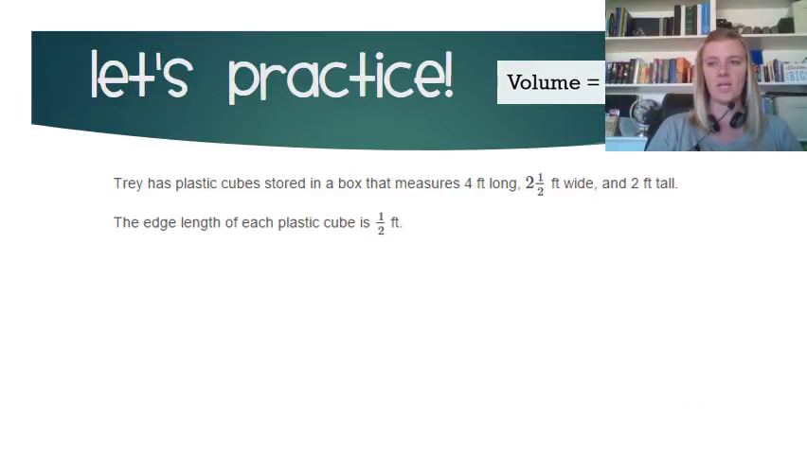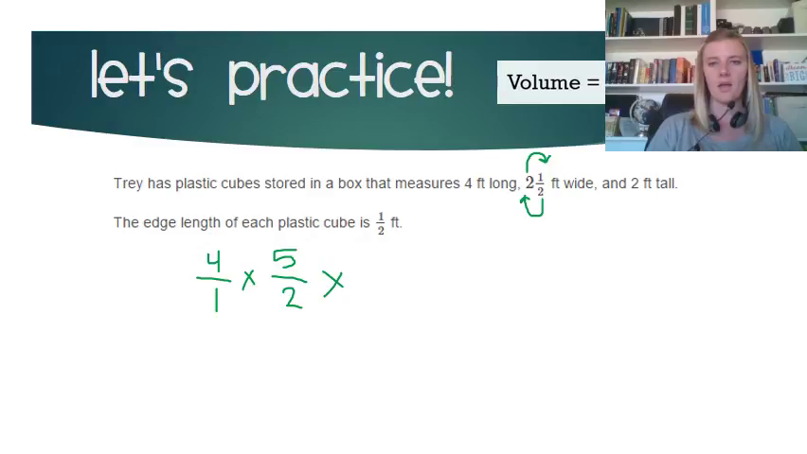Okay, so Trey has plastic cubes stored in a box that measures 4 feet long, 2.5 feet wide, 2 feet tall. So we're going to find our volume again. We're going to take 4, we're going to turn it into a fraction right away because we know we're multiplying fractions already. We've got 2 1/2, so let's turn that into an improper fraction right away. So 2 times 2 is 4, plus 1 is 5. We keep our denominator as 2.